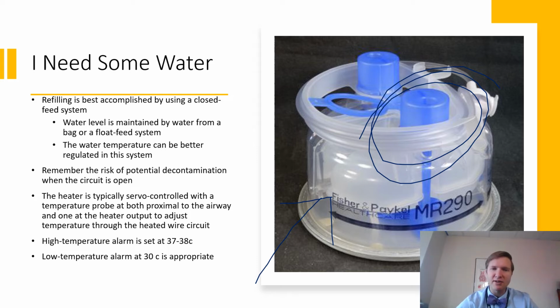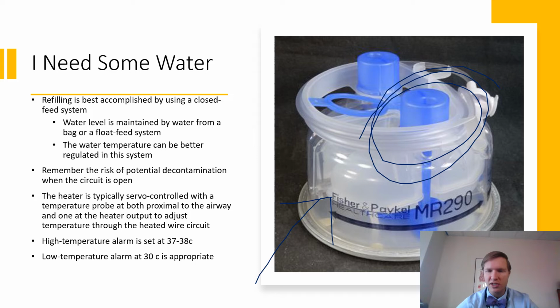So there is a risk of potential contamination when the circuit is opened. If you have to re-pour and pour and pour, right? Open up the circuit, pour new water in, close the circuit again, compared to using an auto feedback system. So anytime you break that circuit, it puts that patient at high risk for a pathogen. It puts them at risk for anything like that. So we have to be very careful.